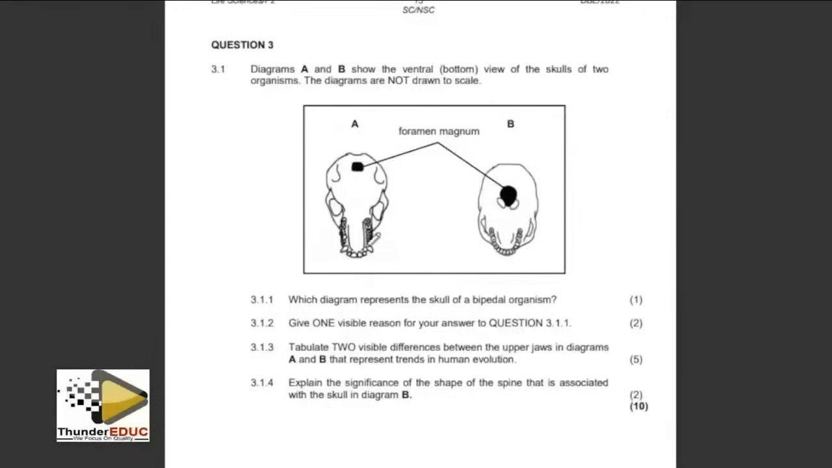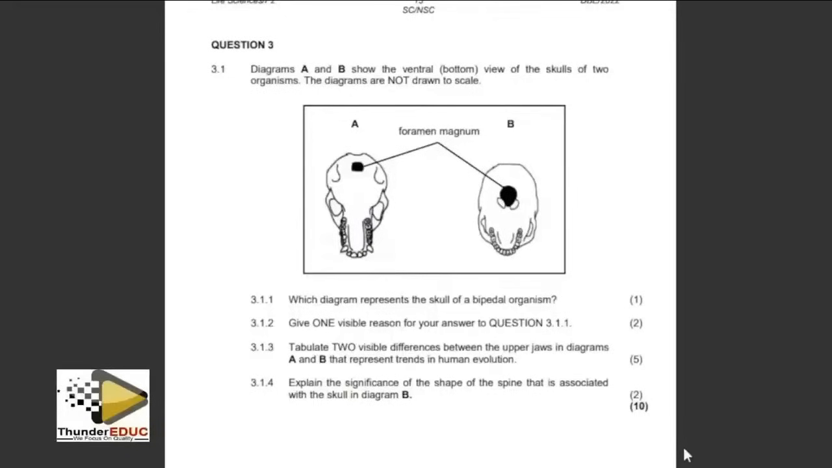Now look at this: position of foramen magnum. They're saying, which diagram represents the skull? There is a difference between a skull and a cranium. A skull is everything which encloses the head. But a cranium is only the part which encloses the brain. I think I'm clear there.